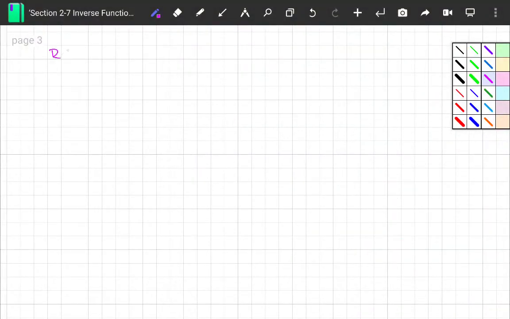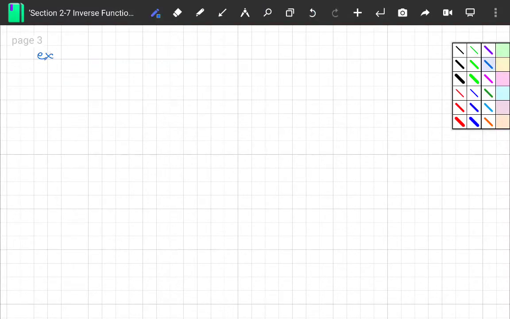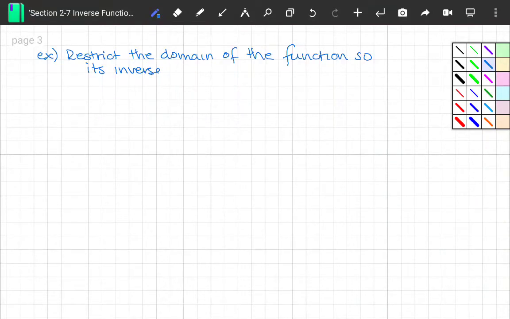So let's say we want to restrict the domain of the function so its inverse is also a function. And let's just take a look at that original one. Let's look at y equals x squared, this function that we keep looking at.